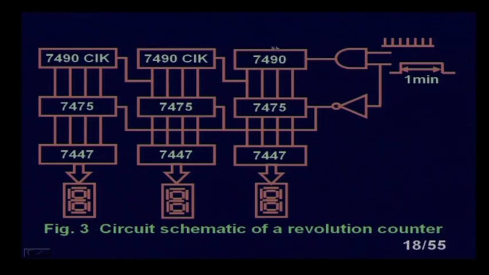This is a decade counter. It will start from 0 and count up to 9, then again come to 0, so it is 10 different states. It is a modulo 10 counter. Now, how it works: this 7475 is basically a 4-bit D-latch flip-flop.